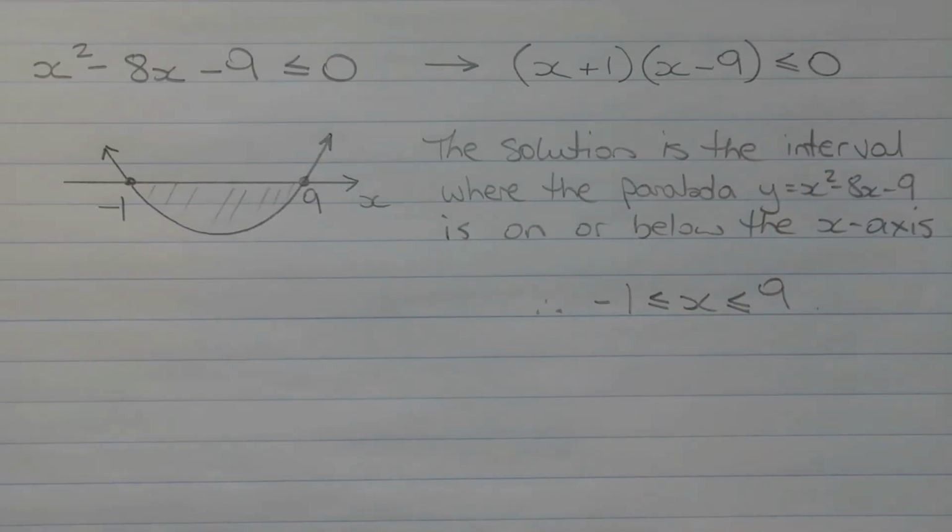So by the null factor theorem, the concave up parabola y equals x squared minus 8x minus 9 crosses the x-axis at x equals negative 1 and at x equals 9. And the solution is the interval where the parabola is on or below the x-axis. Therefore, x is greater than or equal to negative 1 and less than or equal to 9.